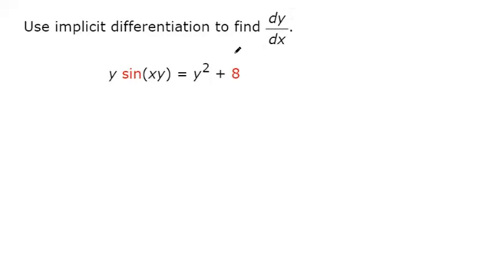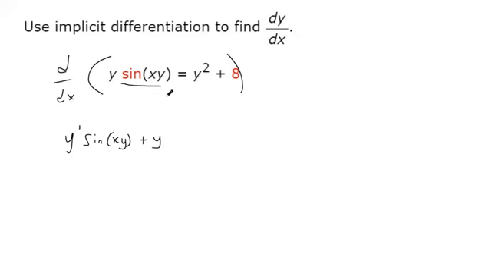Okay, we need dy/dx. Let's implicitly differentiate both sides with respect to x. The product rule applies here, because these are two distinct functions. So the derivative of y with respect to x, we write that as y prime, and then we keep the second function the same, plus the original first function times the derivative of the second function.